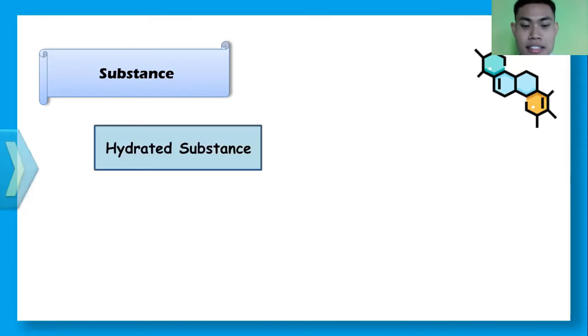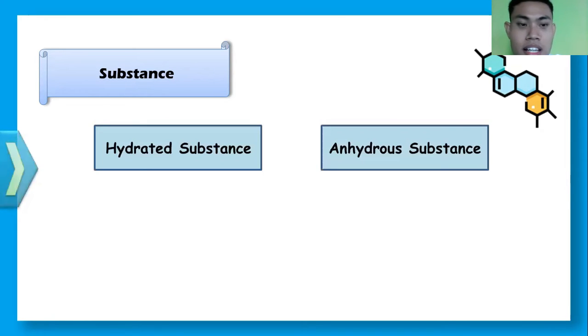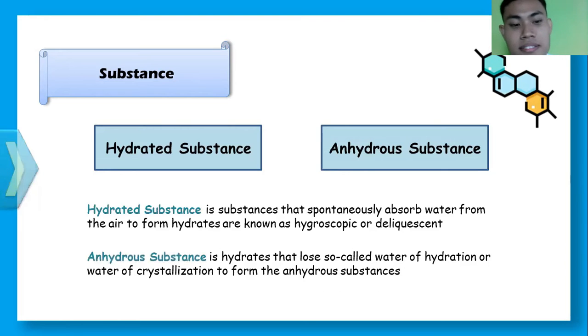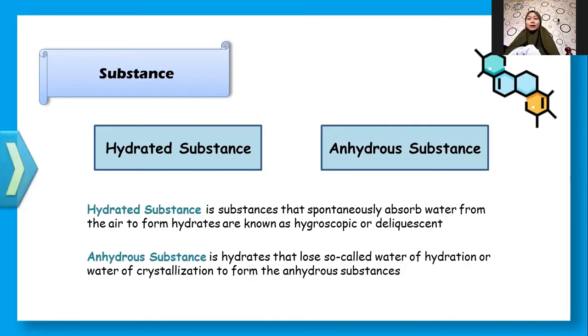Substances are of two types, namely hydrate substance and anhydrous substance. For the definition, Rosiani, please read the PowerPoint. Hydrate substance is a substance that spontaneously absorbs water from the air to form a hydrate, known as hygroscopic or deliquescent. Anhydrous substance is a hydrate that loses its water of hydration or water of crystallization to form the anhydrous substance.